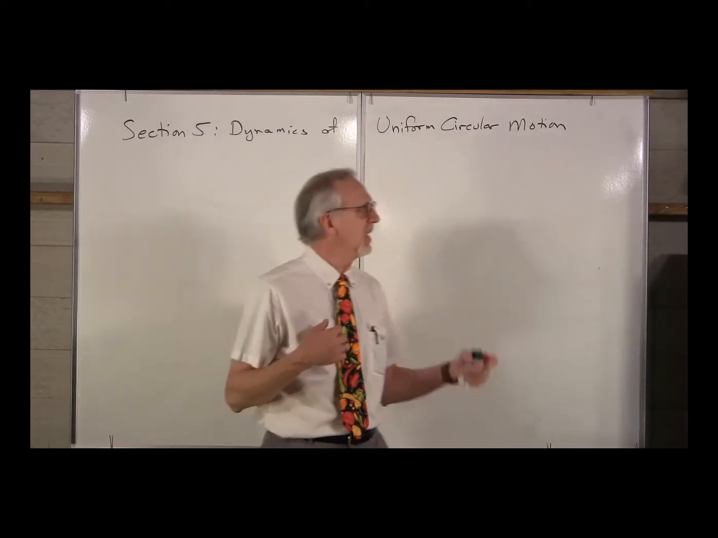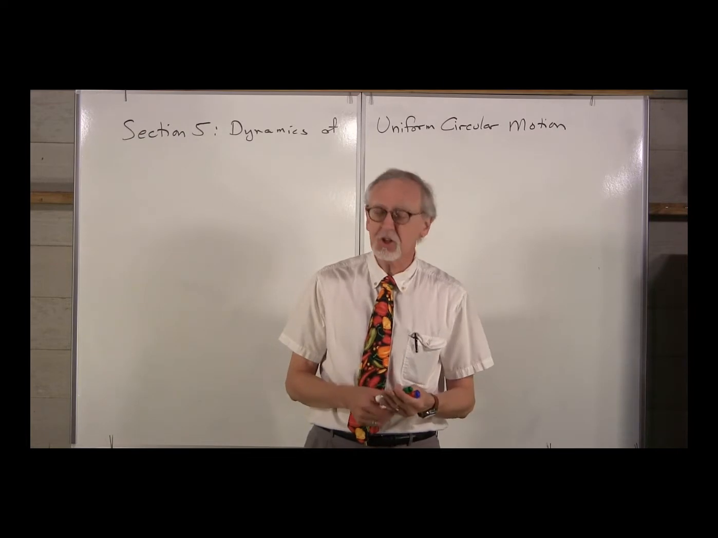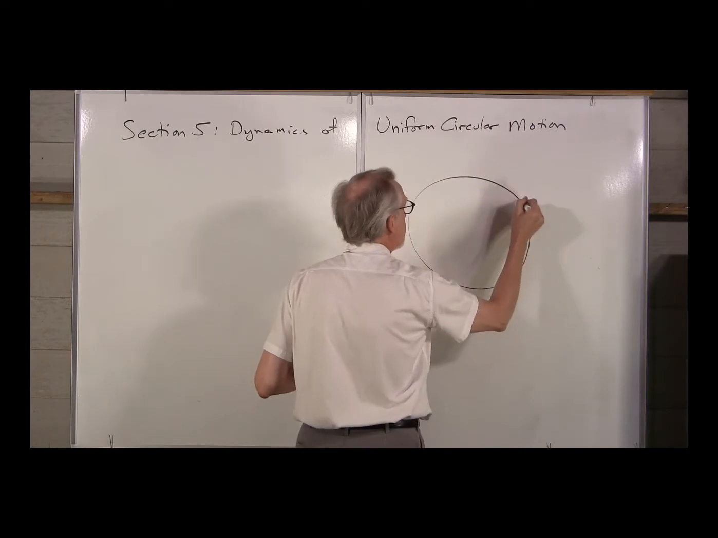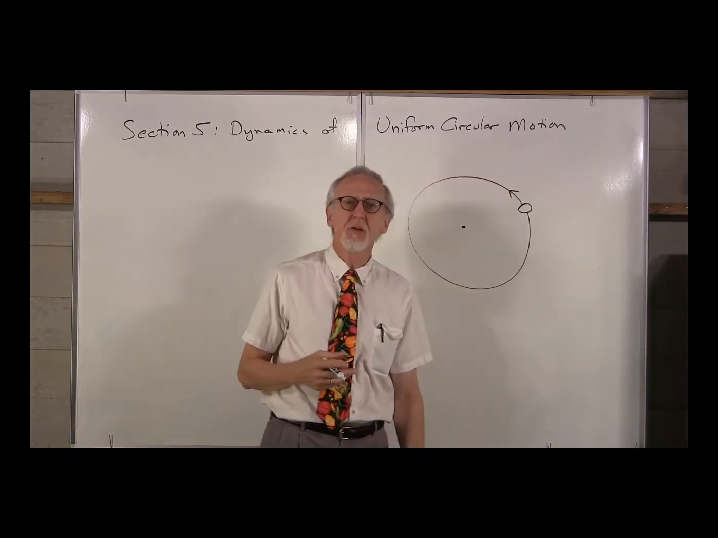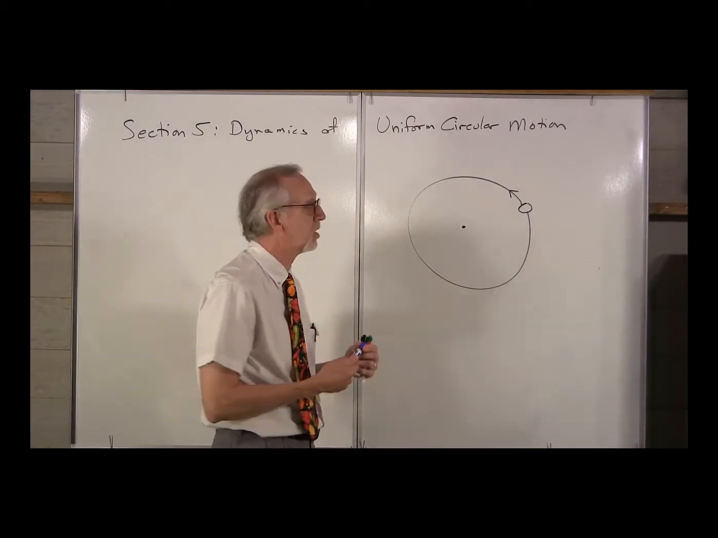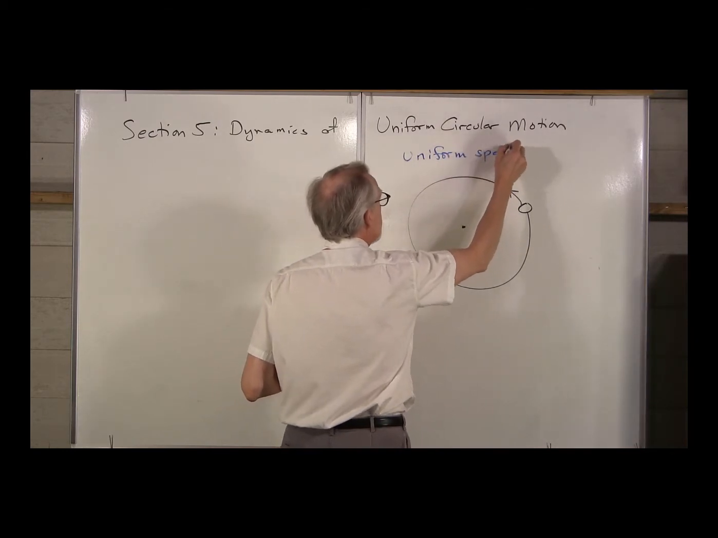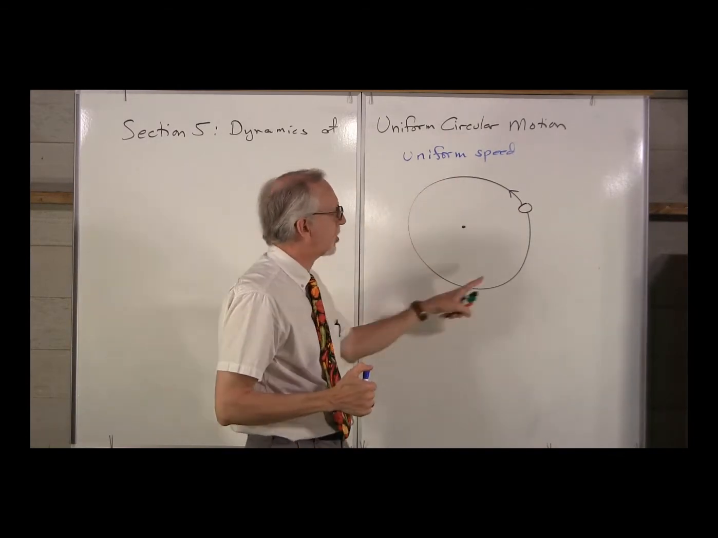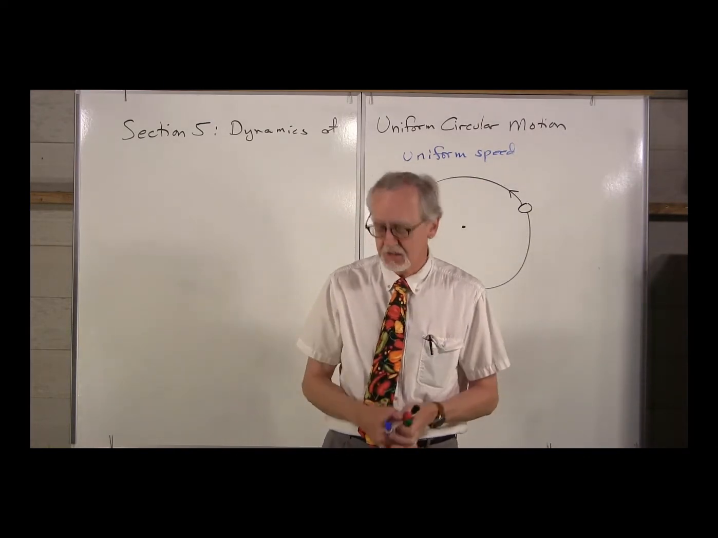So, first, what is uniform circular motion? Well, circular motion means something going around in a circle. So, let's imagine we have an object moving around in a circle, something like that, moving around this way. Uniform circular motion means that it's going at a uniform speed. So the uniform part of our circular motion means a uniform speed. In other words, a constant speed. So as this object goes around the circle, we're going to assume it's going at a constant speed. It's always moving at the same rate, so to speak.